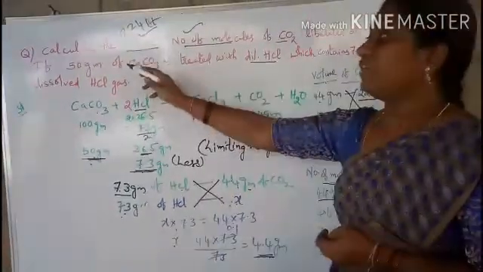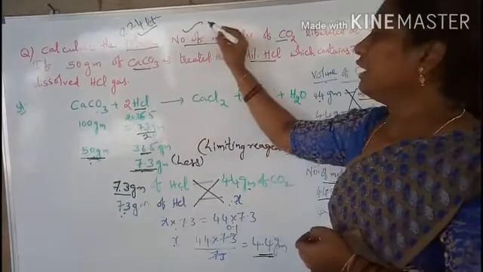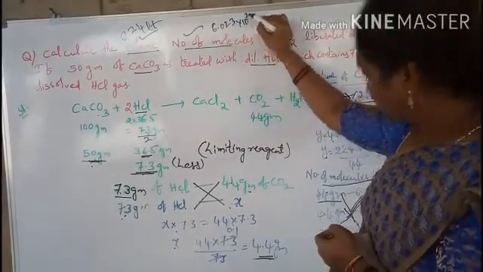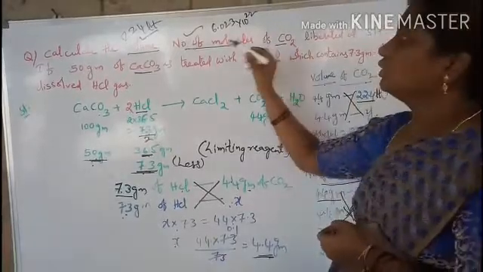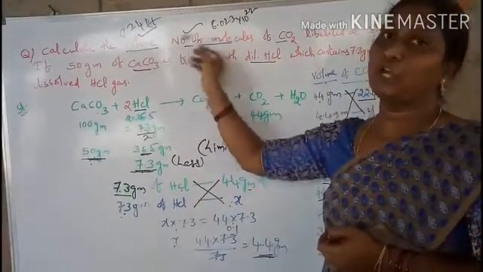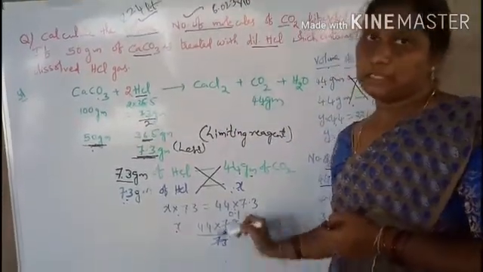So when 50 grams of CaCO3 reacts with 7.3 grams of HCl, you will get 6.023 into 10 to the power of 22 molecules and volume 2.24 liters. Before, in order to calculate the volume and number of molecules, first you have to calculate the mass. So this is about this problem.